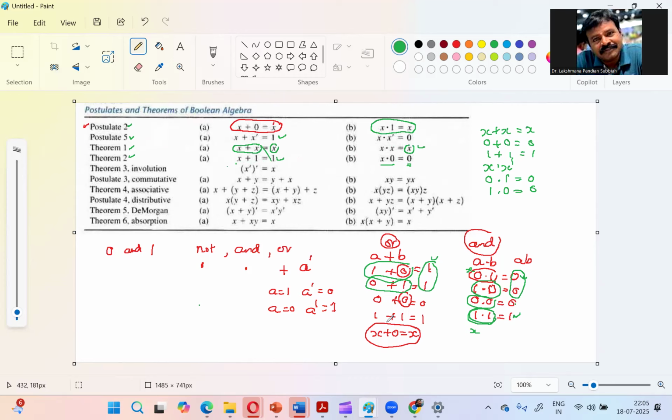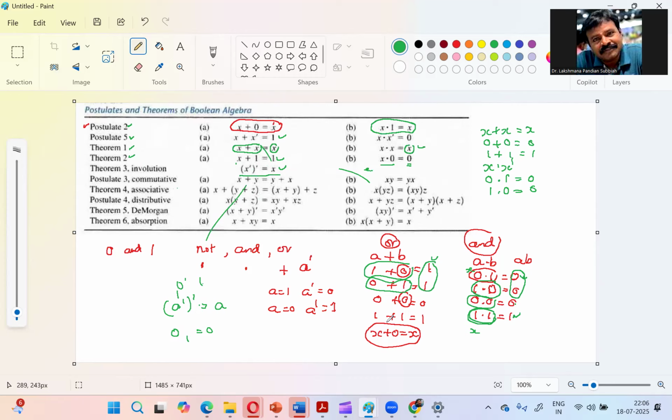Theorem 3 is inversion. So negation of negation, right? So a double bar is equal to a only. So if a is 0, inversion of 0 is 1, then inversion of 1 is 0. So you are getting the result 0. If it is 1, inversion of 1 is 0, the inversion of 0 is 1. So we are getting the result A. So that is here x double bar, you are getting x.